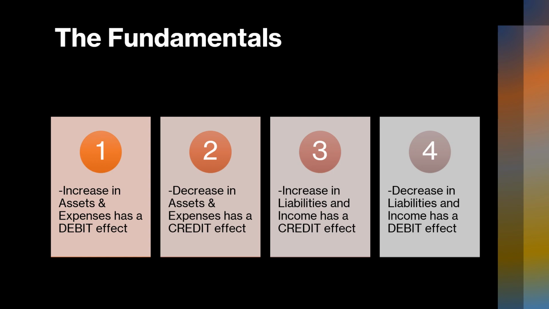The third principle is that an increase in income and liabilities will be credited in the books of accounts. And the fourth principle is that a decrease in income and liabilities will be debited in the books of accounts. Again, you must have noticed that debits and credits work in the same manner for liabilities and income.